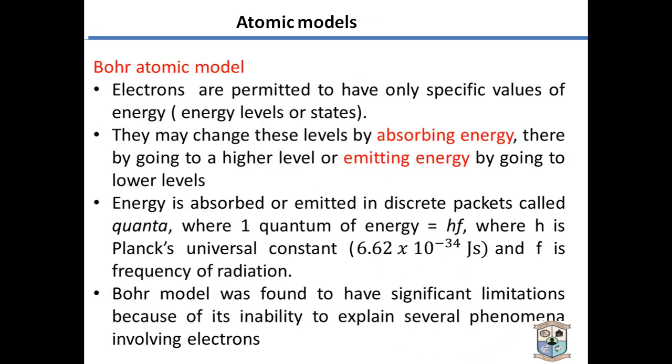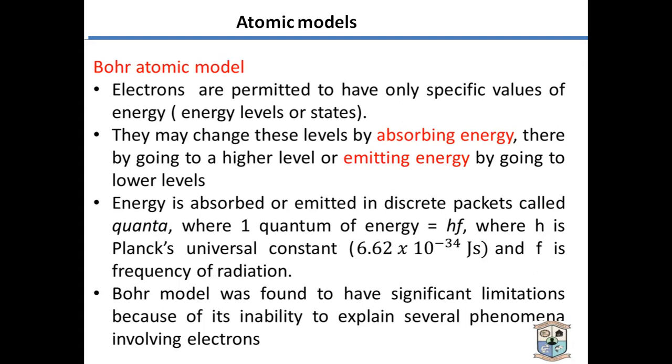So what else can we learn from Bohr's atomic model? Electrons are permitted to have only specific values of energy, which we looked at already. They're known as energy levels or energy states. Then they may change these levels by absorbing energy, thereby going to a higher level, or emitting energy by going to lower levels. Energy is absorbed or emitted in discrete packets called quanta, where one quantum of energy is equal to hf, where h is Planck's universal constant, and f is the frequency of radiation. That is the understanding behind it.